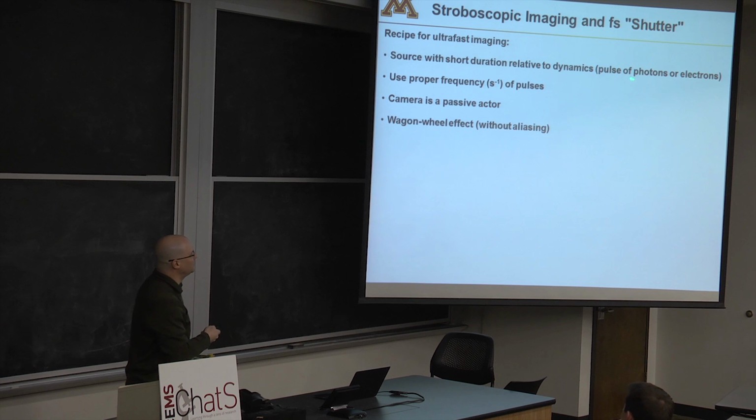This might be a pulse of photons, or for us, it's going to be electrons. I have to use some proper frequency of the pulses. This might be a repeating process, so I have to marry the frequencies together. Now, you have all seen this, right? By doing this, I don't need the camera anymore. That's the main point. But you've all seen this idea, this wagon wheel effect.